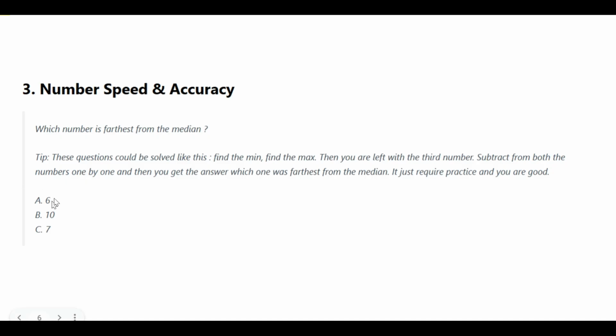So you find the minimum, you find the maximum, then after that subtract both of these numbers from the third one, and after that basically you will find the answer.